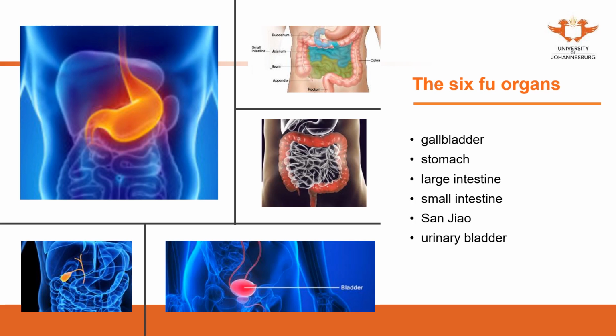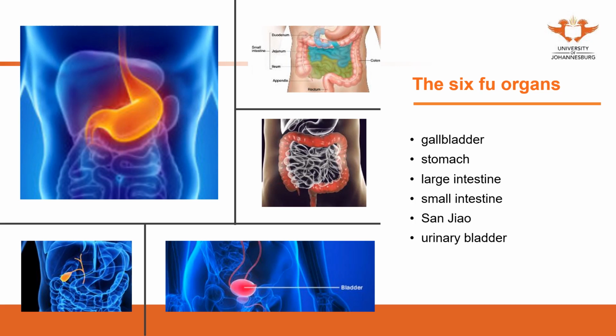The Fu organs are hollowed inside, and they receive and transport. They will never store. So these organs should not store any kind of stuff. They can receive, they can transport, but they should not store. So this is different from the Zang organs. Zang organs should store essence and qi.